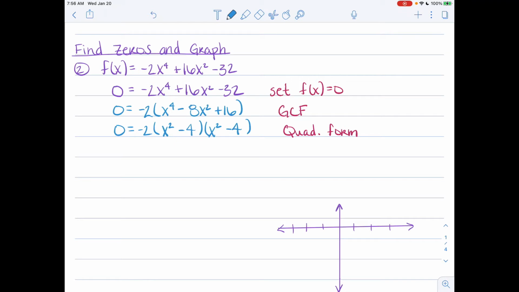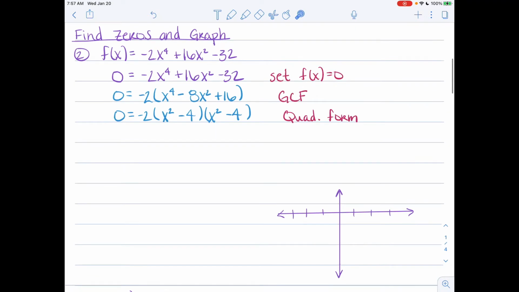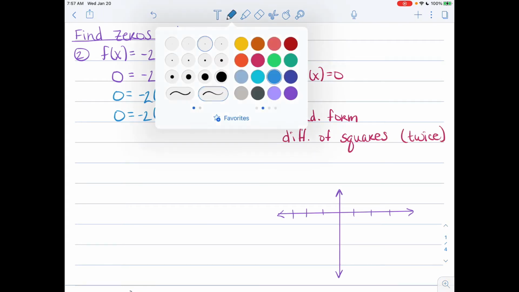So now I need to look at each piece and see if I can factor further. This is a monomial factor, can't be factored anymore. This is a quadratic, and it happens to have a negative sign and 2 perfect squares. Difference of perfect squares is coming up. Notice though that this one is the same factor, x squared minus 4, so I'm actually going to do difference of squares twice, one for each of those pieces. So let's see what that looks like.